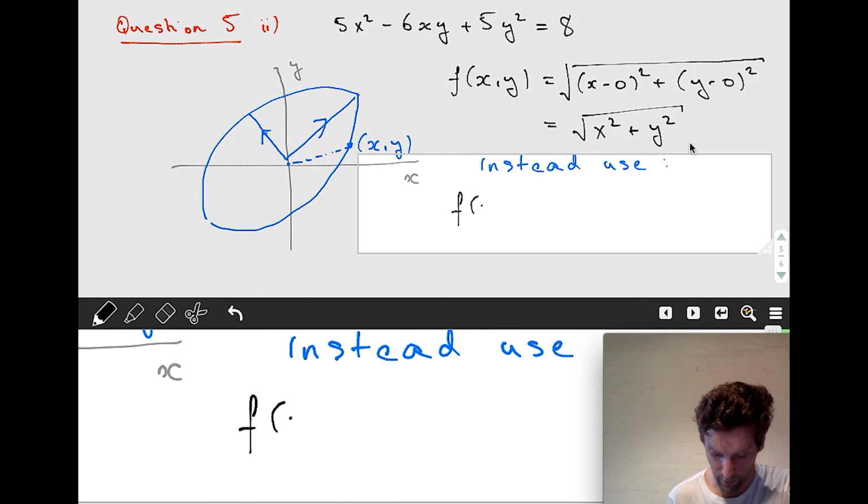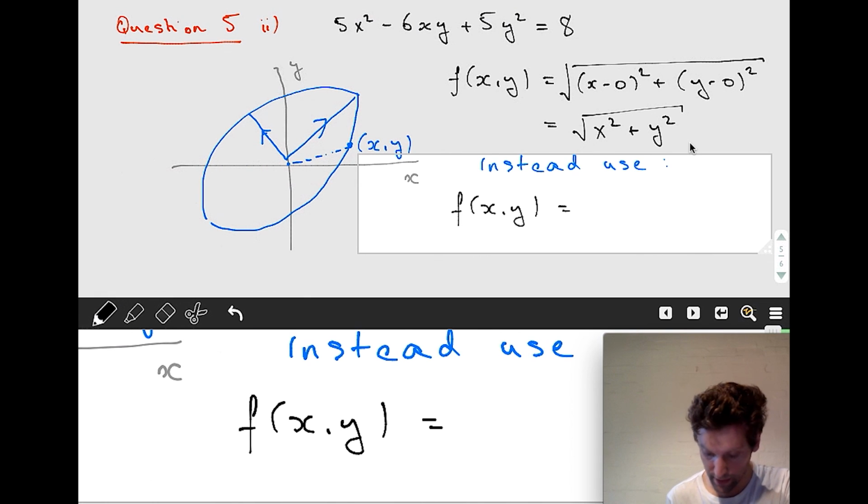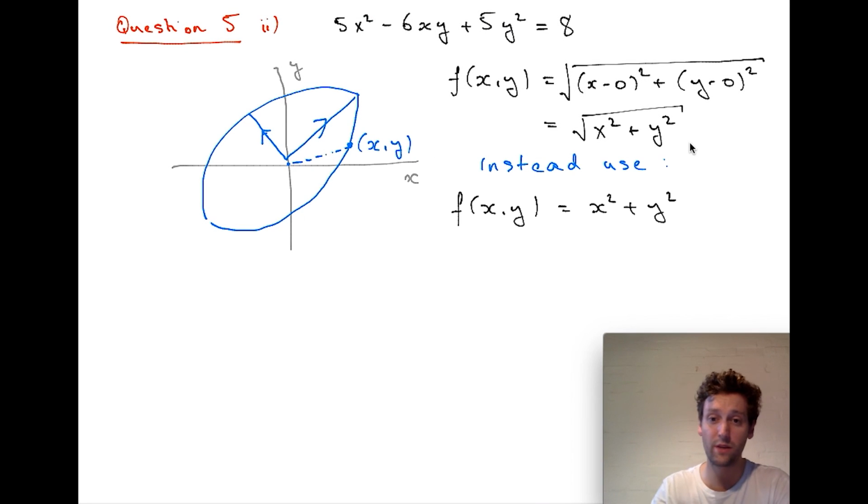So f of x and y is equal to x squared plus y squared. And we saw in class that the reason that we could do that was because the values of x and y that make the distance maximum or minimum are also the values of x and y that make the distance squared the maximum or minimum. So the distance and the distance squared are equivalent for the purposes of maximizing or minimizing. So that's our f of x and y taken care of.